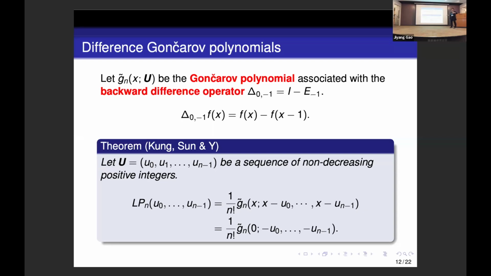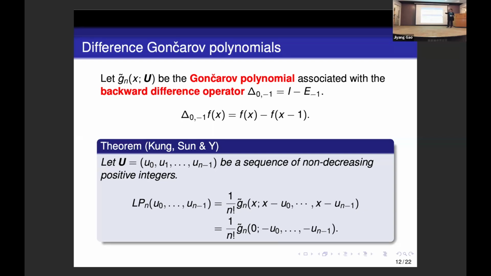So what we do is think of the discrete analog of the derivative, which is the difference operator. Here I'm using the backward one, where the operator applied to a polynomial f(x) is the difference between f(x) and f(x-1). Then using this one, do the Gamma-Rho interpolation.